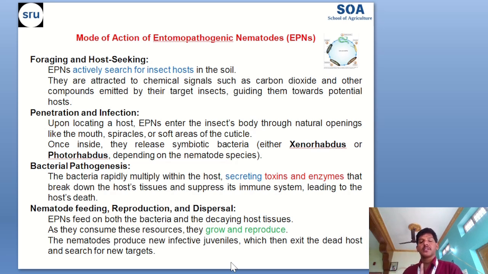Nematode feeding, reproduction, and dispersal. Entomopathogenic nematodes feed on both the bacteria and the decaying host tissues. It feeds on the bacteria to carry its infectious nature to attack the next host, and on the decaying host tissue for its development and reproduction. As these nematodes consume these sources, they grow and reproduce. The nematodes produce new infective juveniles which exit the dead host and search for new targets.